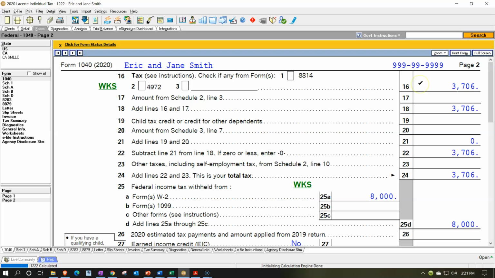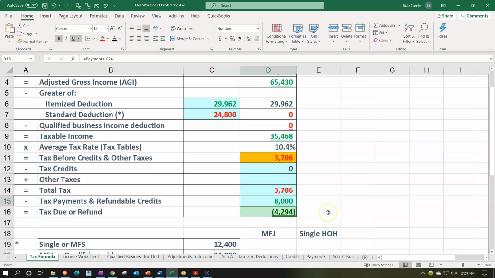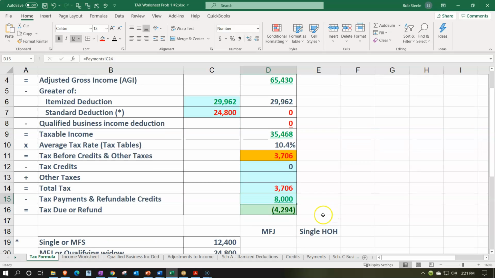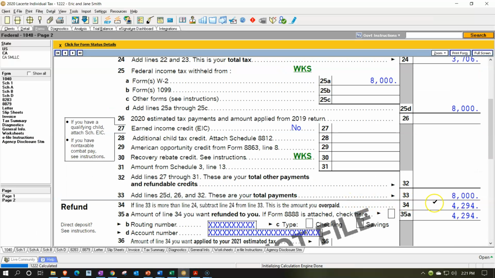And then I'm going to let the tax return do the tax calculation at the 3,706. So I'm just going to plug that in here, 3,706. And the 8,000 is what was withheld, bringing our refund at the 4,294. So we're going to scroll down. We got the 4,294. That ties out, and so it looks good thus far.